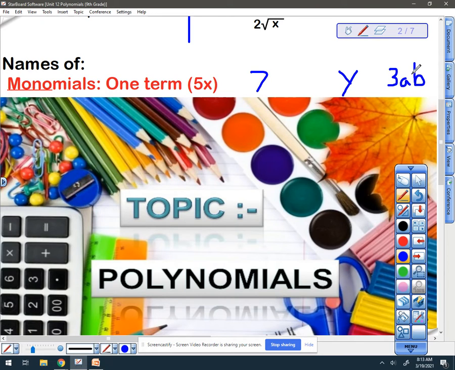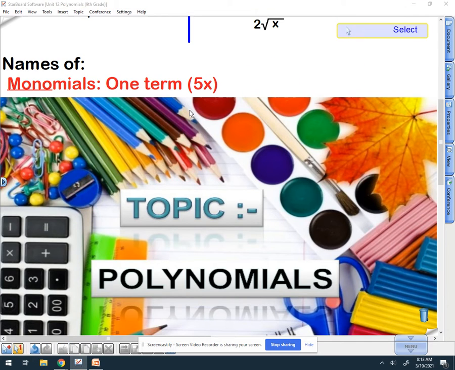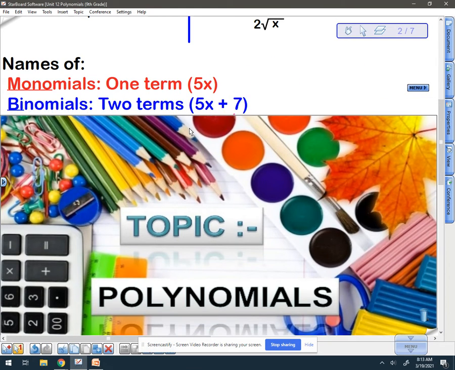Since they're all together, that's a term. So this is just one term. One term is called a monomial. What do you think it's called if you have two terms? That's called a binomial. So you've got 5x plus 7. You have two separate things. Remember, two things separated by a plus sign or a minus sign. So binomials have two terms.